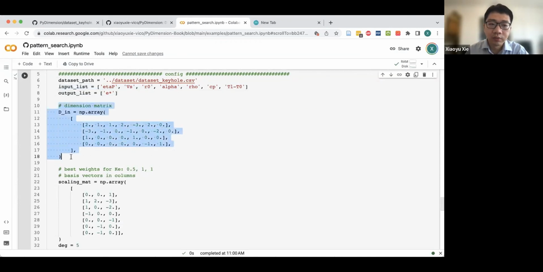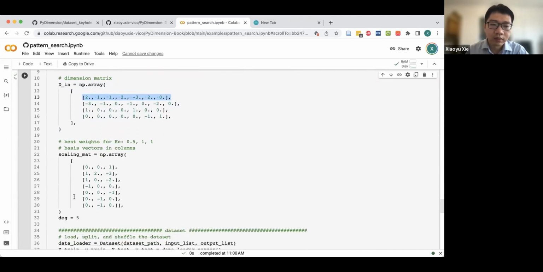After that, you need to assign your dimension matrix D. Here we have 4 fundamental dimensions and 7 independent parameters, and this one is a basis function. In this example, with 4 fundamental dimensions and 7 parameters, K is 3, so we have 3 basis vectors.